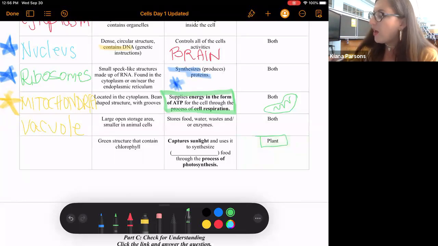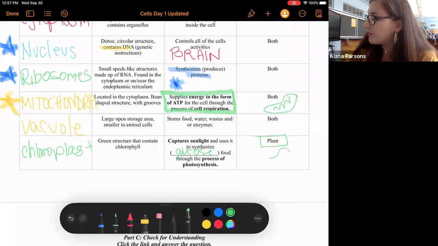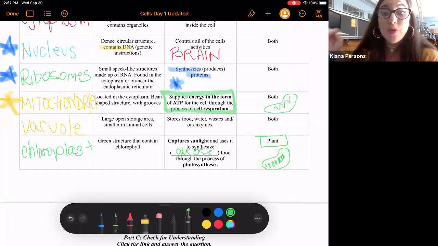And this is one of the most important organelles that exists just in plant cells. And we are talking about a green structure that contains chlorophyll. It captures sunlight and uses it to synthesize glucose, or sugar, which is food for the plant through the process of photosynthesis. And we are talking about the chloroplast. So the chloroplast and the mitochondria look somewhat similar to each other, except the chloroplast often looks like there's a stack of pancakes on the inside. And these two organelles have a reciprocal relationship with each other, which we're going to talk about in Unit 3.